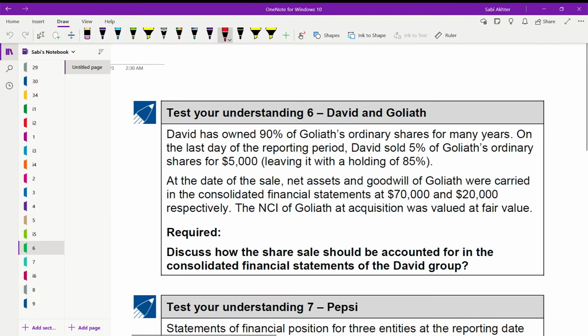Coming to test understanding 6. Discuss how the share sale should be accounted for in the consolidated financial statements of the David Group. David owned 90% and he sold 5% for 5,000. From 90 minus 5 is 85% holding now. It's still a subsidiary. So net asset and goodwill was 70,000 and 20,000 at the date of disposal. And NCI was valued at fair value. Okay, so now let's see.